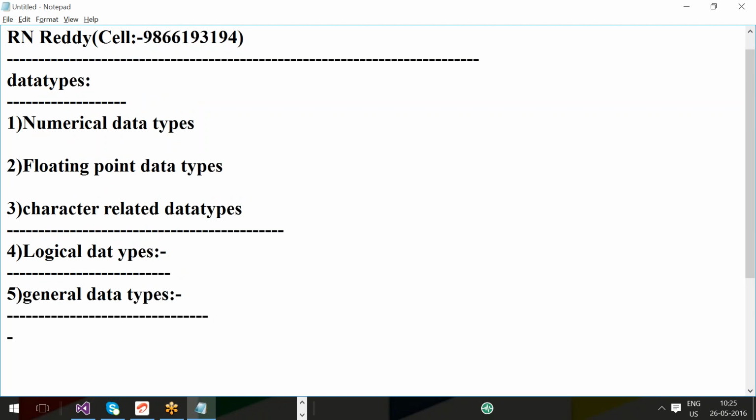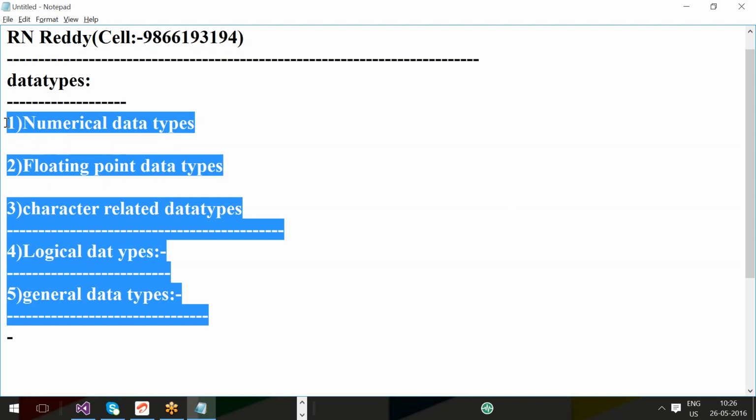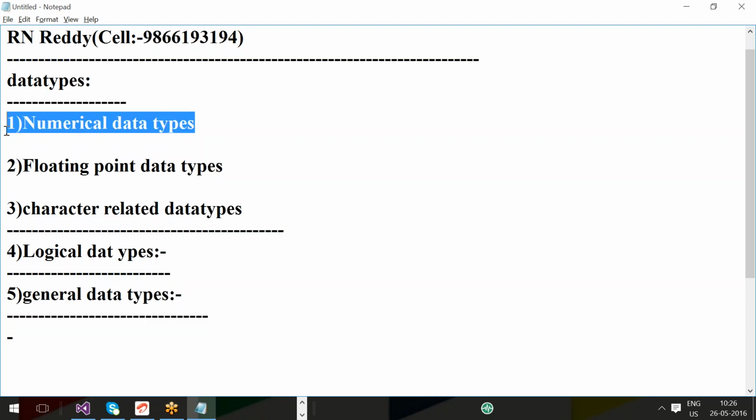Come on, Vinil. According to the type of data, C#.NET data types are classified into 5 types. Data type defines the type of data and size of the data. In C#.NET, they are classified into five types: numerical data type, floating point data type, character related data type, logical data type, and general data type.